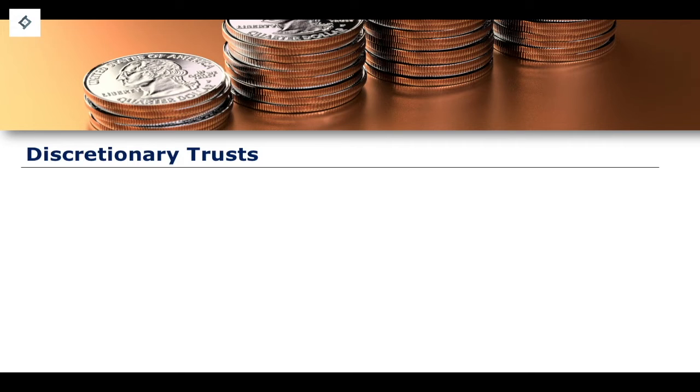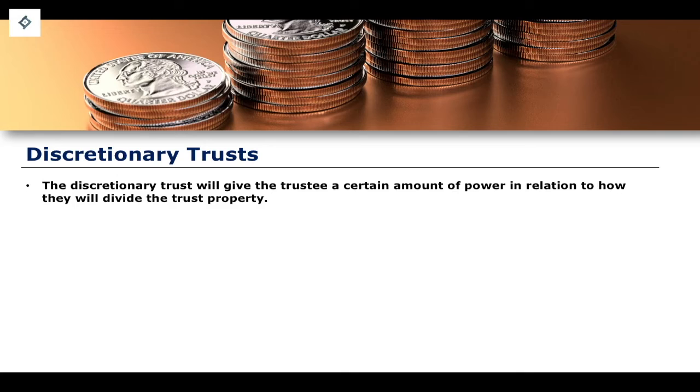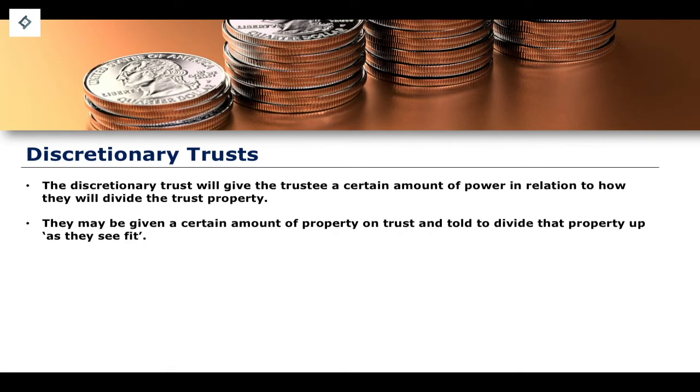Now, a discretionary trust gives a trustee a lot more authority, because what a discretionary trust will do is give the trustee a certain amount of power in relation to how they will decide what to do with the trust property. So they will hold that property on trust, and in the trust agreement there may be some kind of clause or provision which says that you hold this property on trust, and at whichever point you see fit, you can then distribute that property to the beneficiaries.